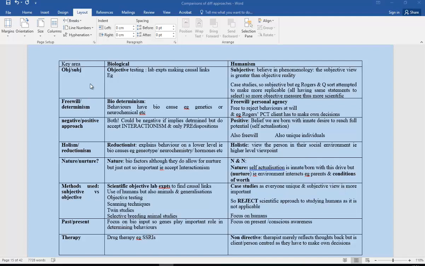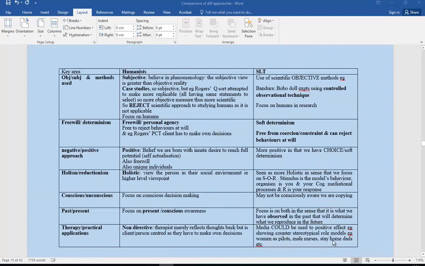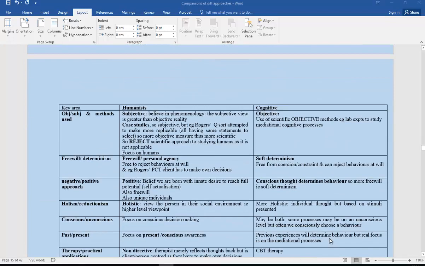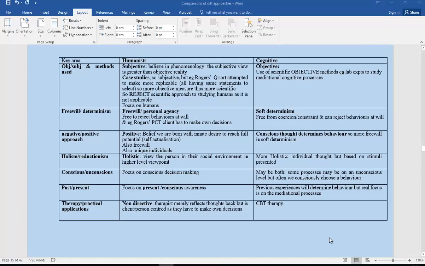Slightly different areas in some cases. Going on, we've got humanism versus SLT, social learning theory. And finally, humanist versus the cognitive approach.